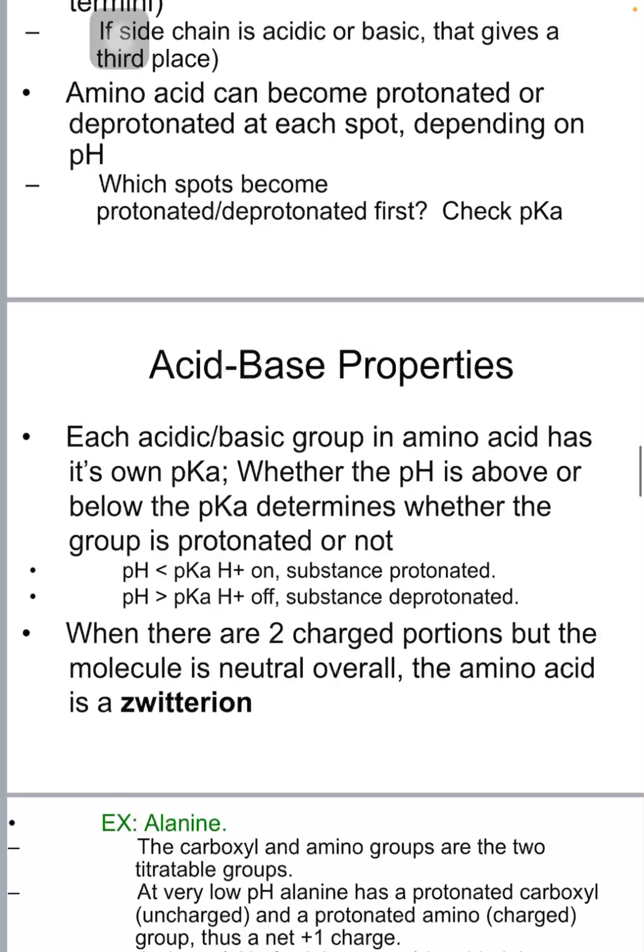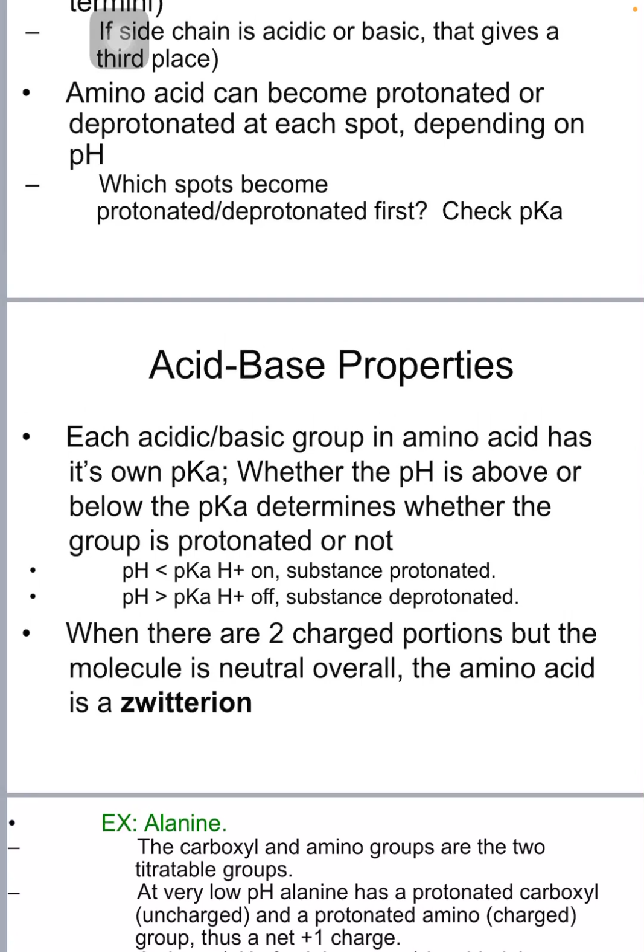All right. Now, however, regardless of the pKa, if you change the pH on your own artificially, you can manually protonate and deprotonate certain spots, right? Here's the rule of thumb, and here looking at the acid-base properties, middle slide.